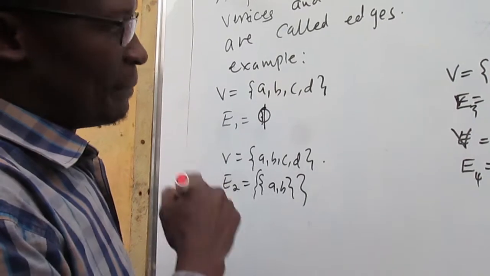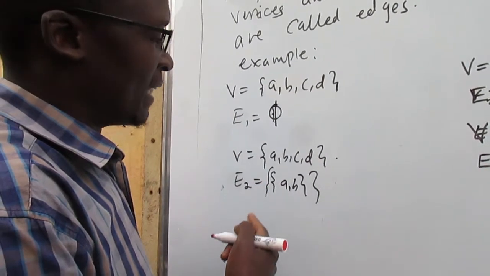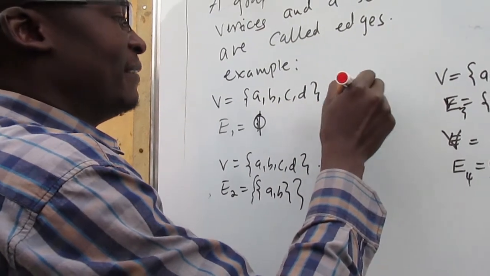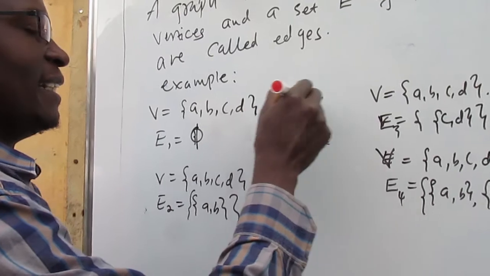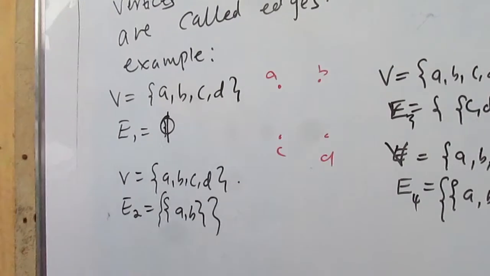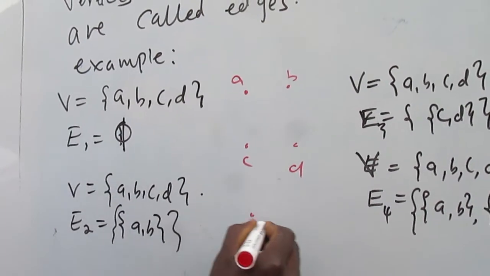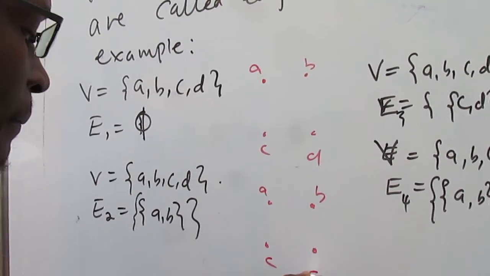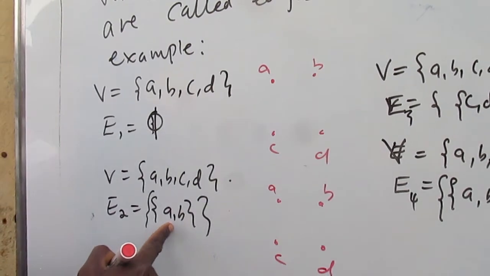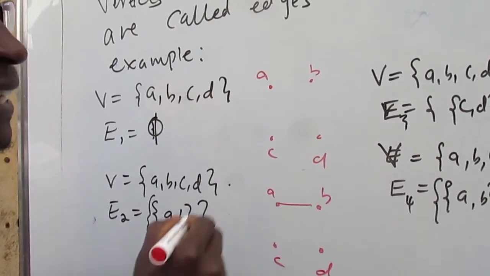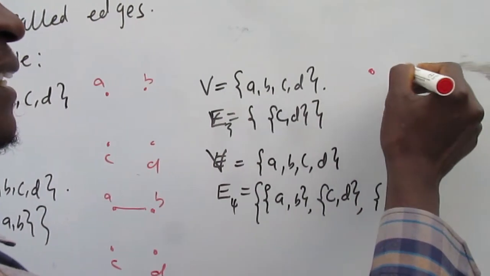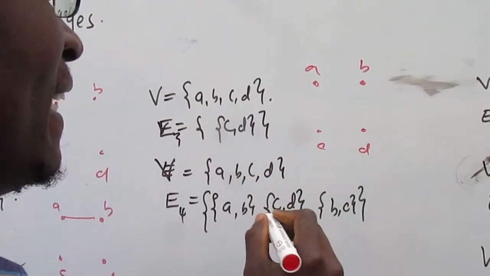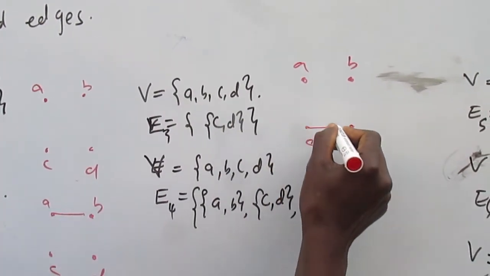Sometimes it's important to represent graphs diagrammatically. So for example, we'll have the vertices A, B, C, and D, with no edge connecting any of them. The diagrammatic representation for the second graph looks like this. There is an edge connecting A and B, so there's only that edge. For the third, there is only an edge which connects C and D.